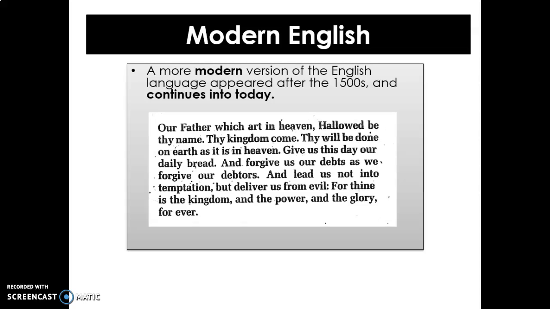Thy will be done on earth as it is in heaven. All of those words we still use past that point. Give us this day our daily bread. Ching, ching, ching, tick, tick, tick. Yes, we do. And forgive us our debts as we forgive our debtors. We use all of this language today. And lead us not into temptation, but deliver us from evil. For thine is the kingdom and the power and the glory forever. So actually, with the exceptions of art and the thys and the thine, this is perfectly modern.